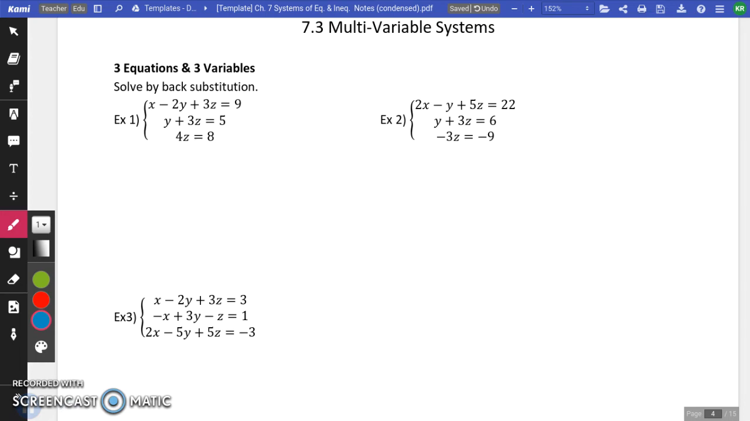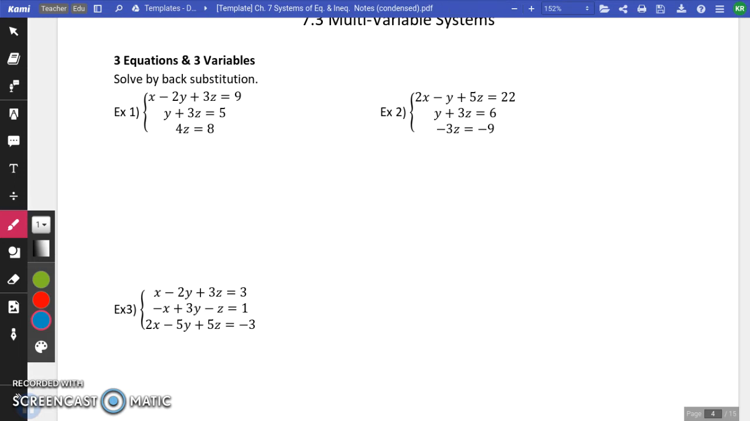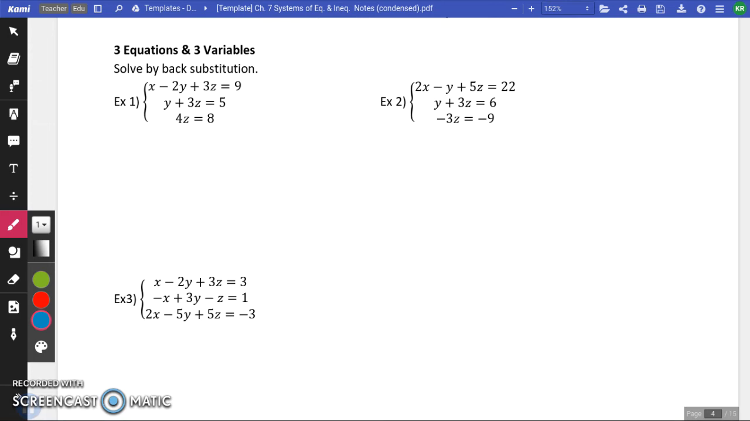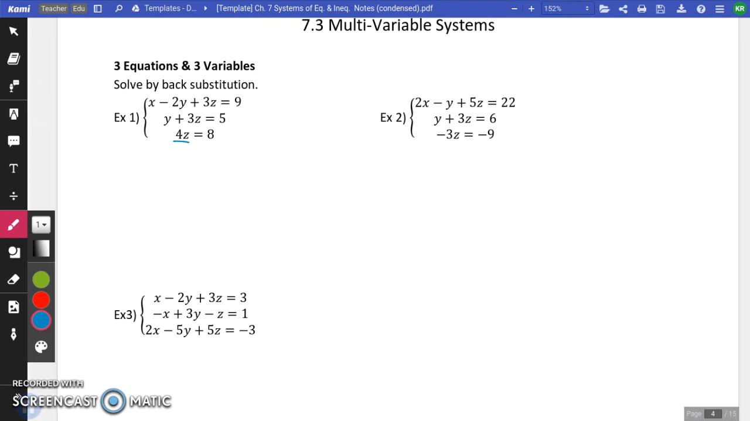All right, this lesson is on solving systems with 3 equations and 3 unknowns. Okay, so to start with, on example 1, we are going to divide this last equation by 4, because if you'll notice, there's only one variable in this third equation, so I can easily solve that for z. So z is 2.